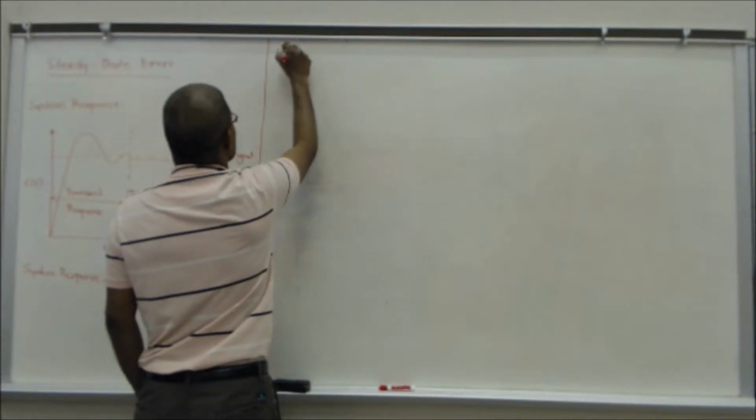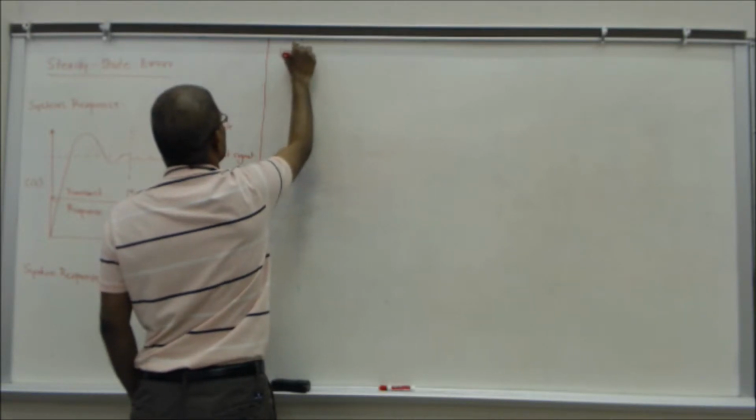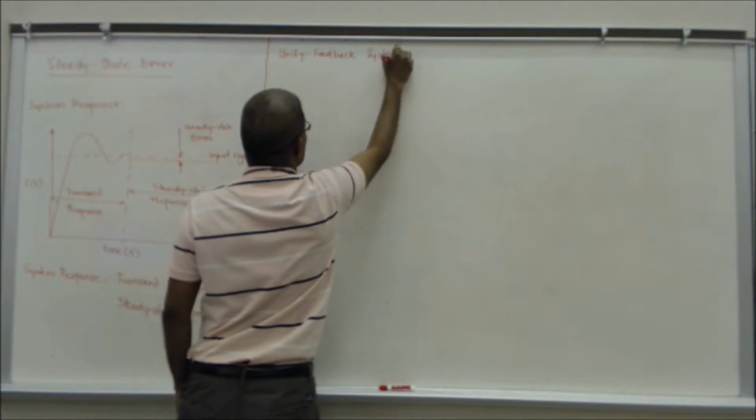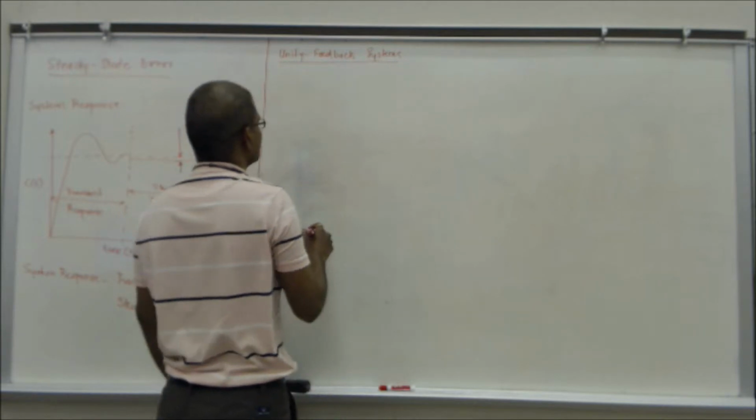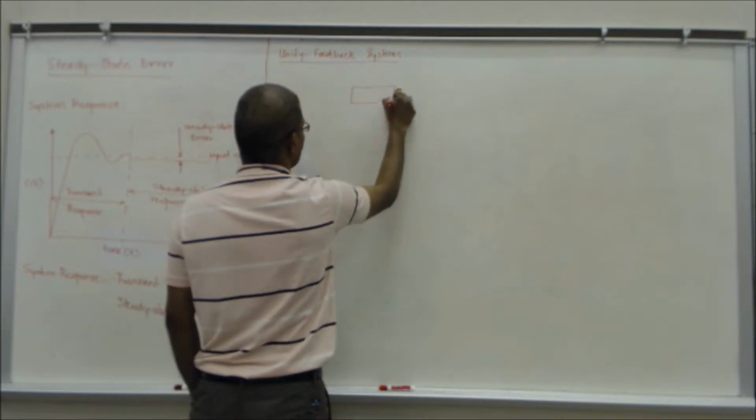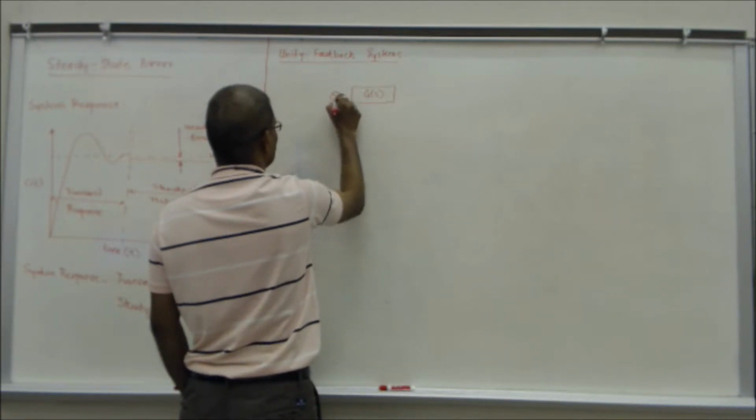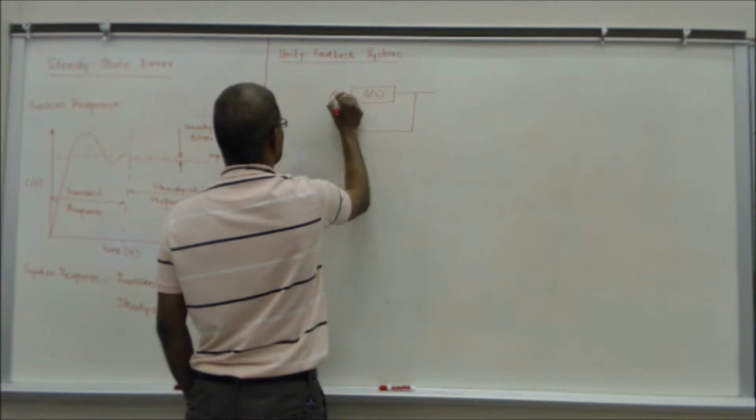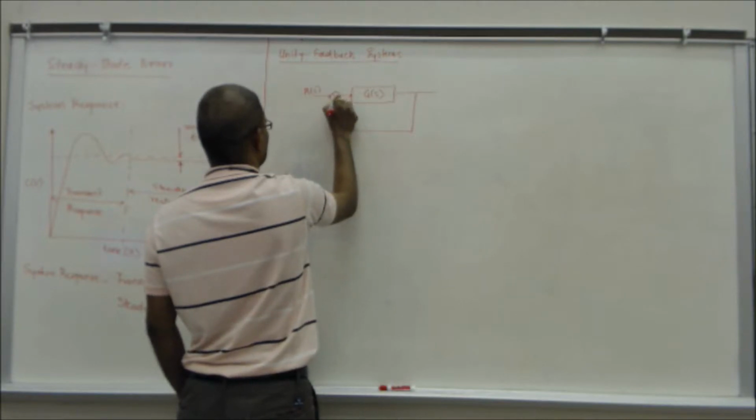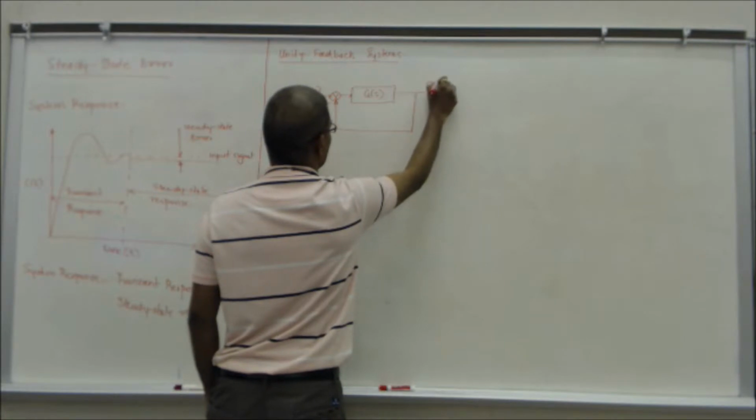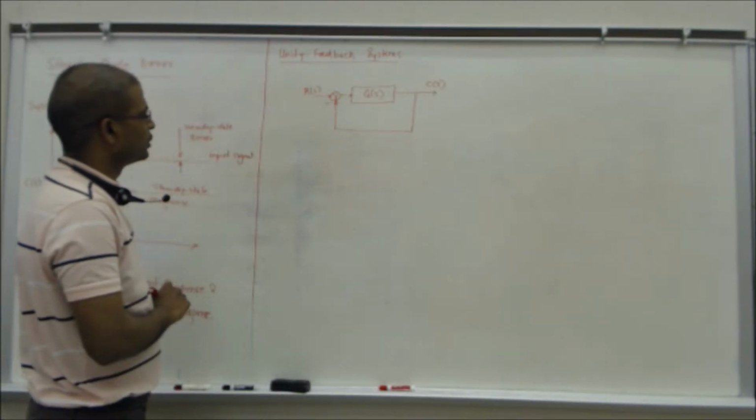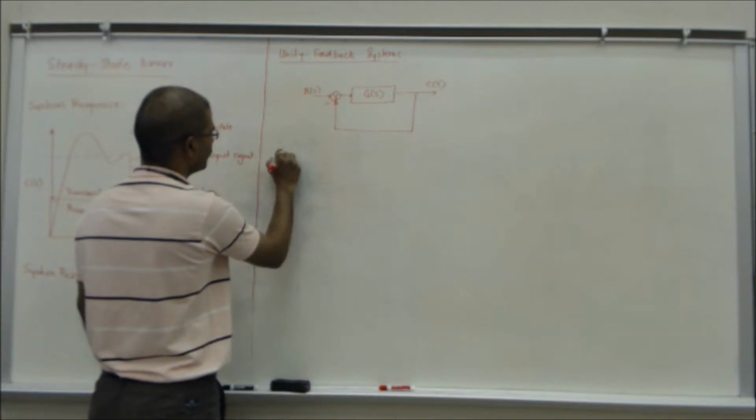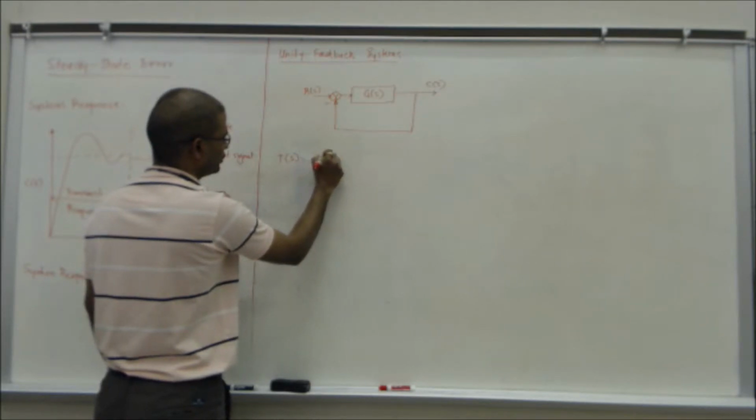Now, when we talk about steady state response, we talk about it in terms of unity feedback. So we have your system here. This is a unity feedback system because what is being fed back is just the output signal. Here, the T of S is simply T of S.